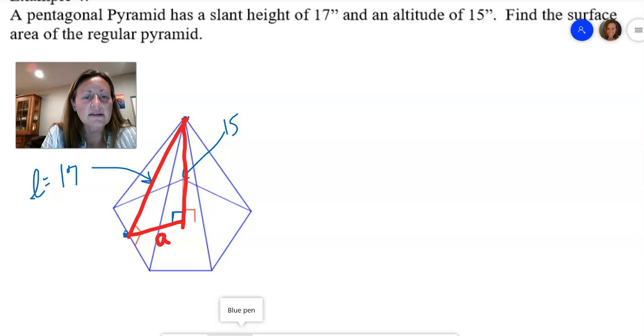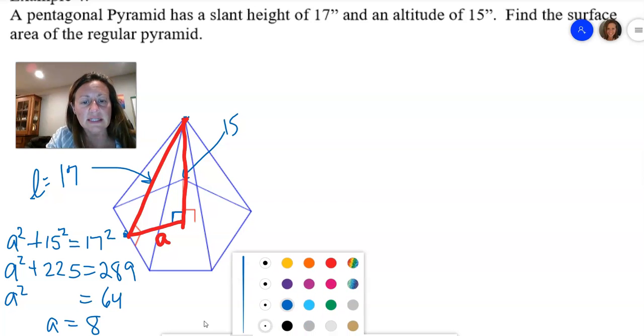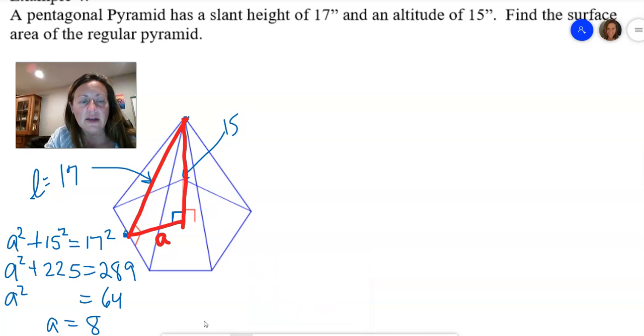We'll call it A, all right? I'm going to do that. All right, so I've put the Pythagorean theorem into practice, and I've calculated that A equals 8. We're probably going to need that for something. All right, but let's get back to the lateral area and surface area formulas.